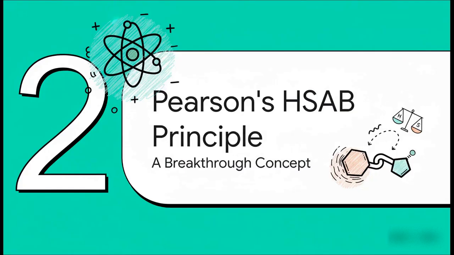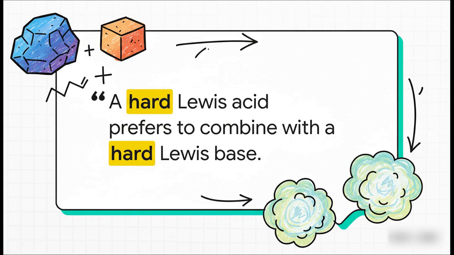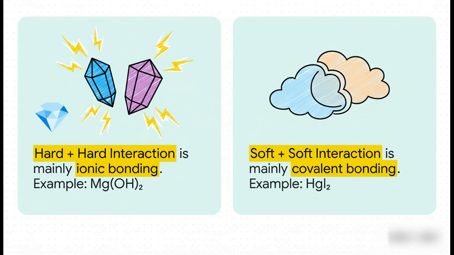All right, so with that foundation, let's get to the breakthrough idea that's going to clear all this up. Ralph Pearson's hard and soft acids and bases theory, or as everyone calls it, HSAB. And here's the core idea, right from Ralph Pearson himself. I mean, how simple is that? It's this super intuitive like-likes-like rule, and it just beautifully organizes tons and tons of experimental data into one simple framework.